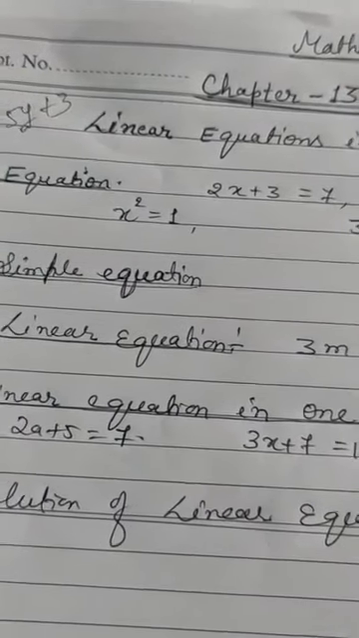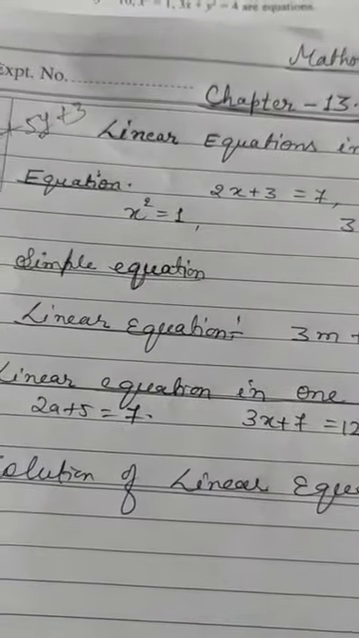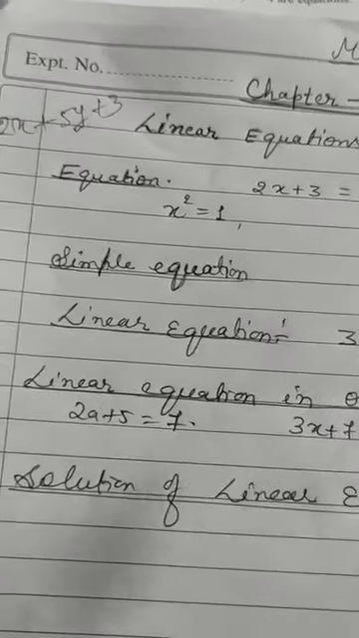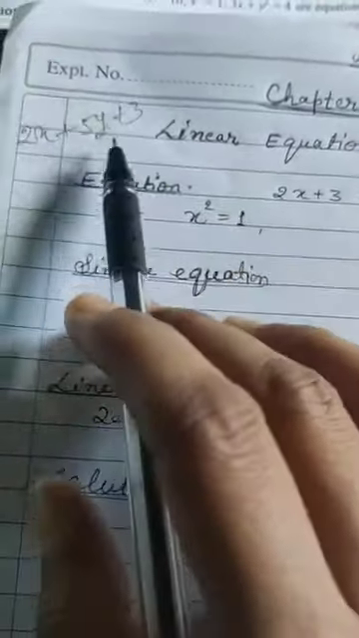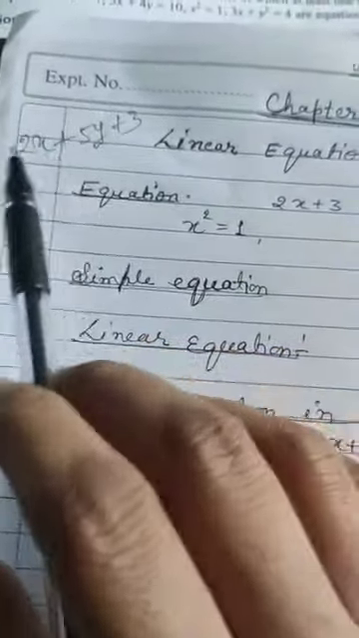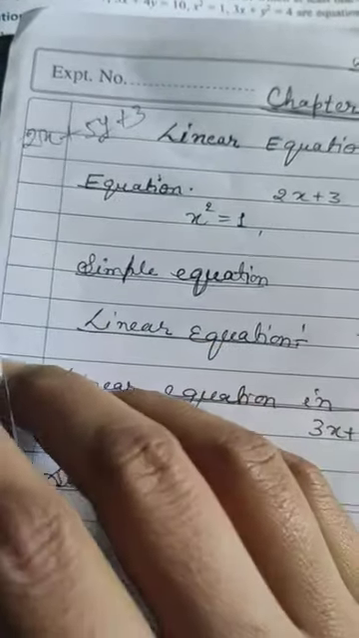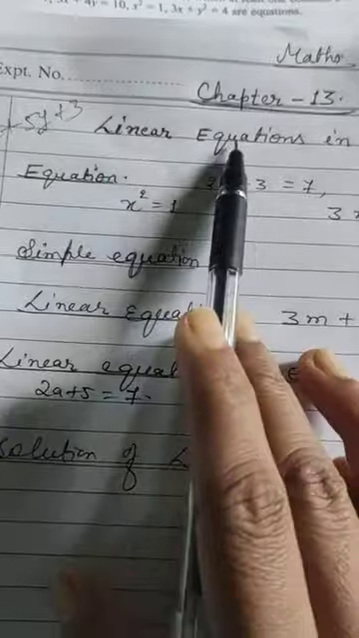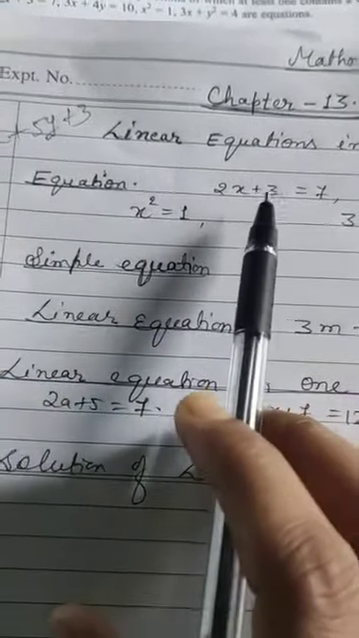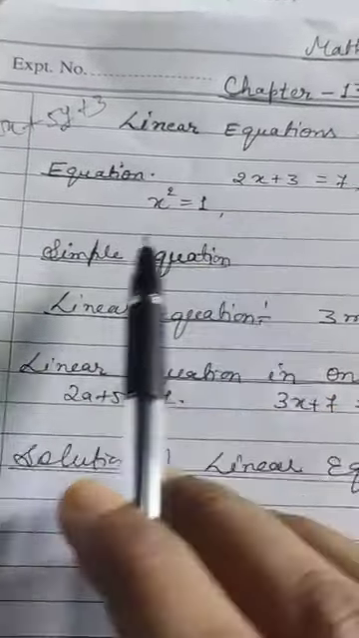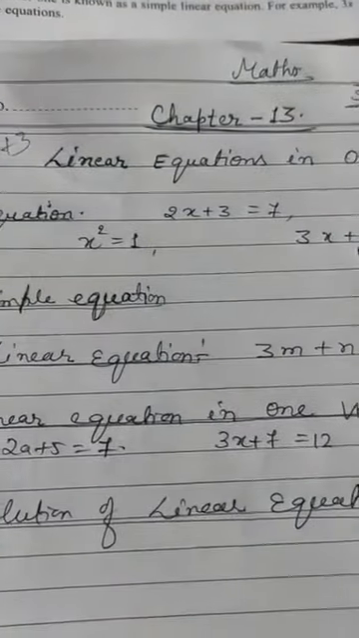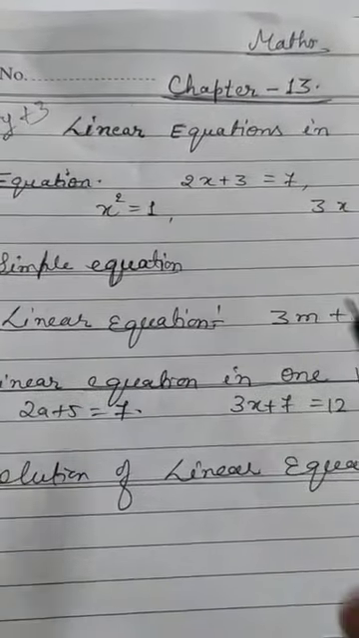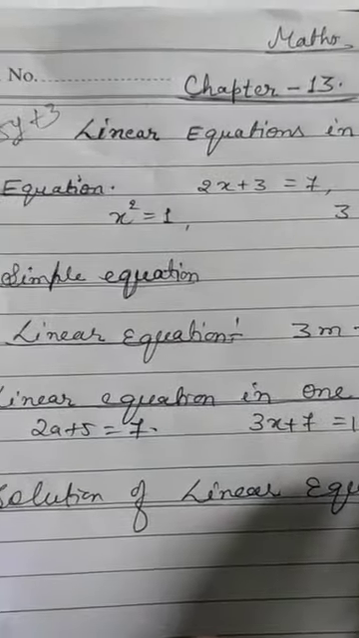In an expression you will not see the sign of equality. Did you see the sign of equality in the last chapter in any expression? No, because it was simply an expression, and this is an equation. Understood the difference between equation and expression? Okay, now what is a simple equation? An equation having only one variable is known as a simple equation.